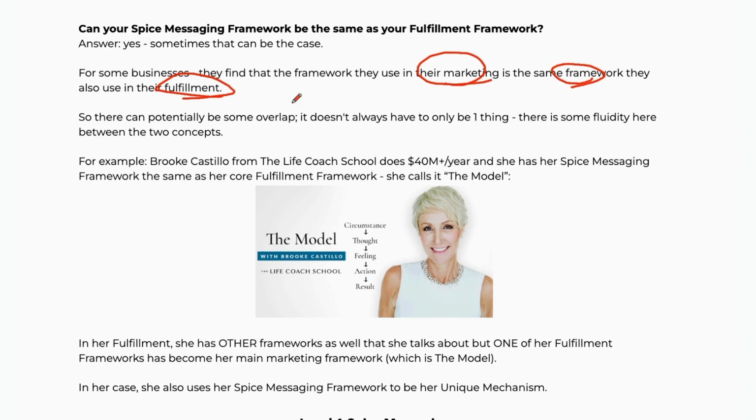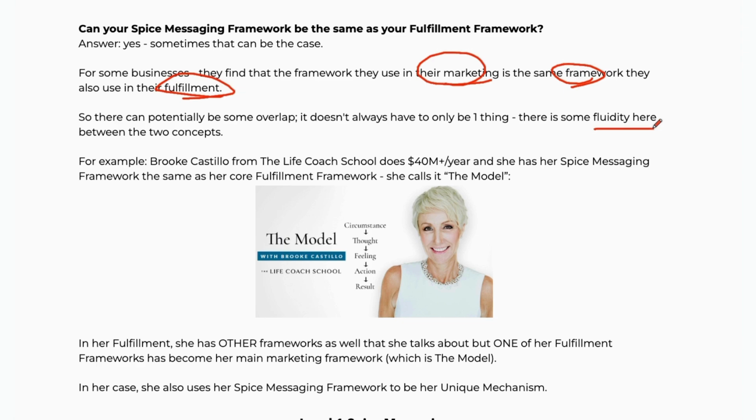That's where, a lot of times for beginners, it's confusing to think about marketing, because beginners are used to there being a black or white, yes or no, right or wrong answer. But with marketing, it doesn't work that way. Marketing doesn't have a clear-cut right or wrong answer. And so there is a lot of fluidity between these concepts of messaging frameworks and fulfillment frameworks. It's not like there's only one thing. A fulfillment framework could potentially also be a marketing framework, right?